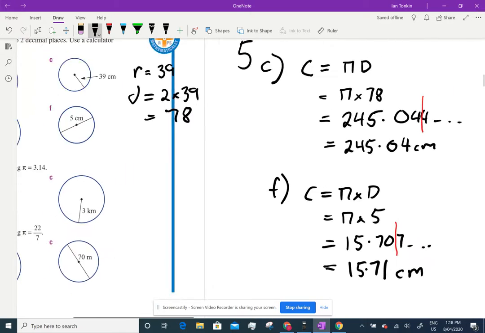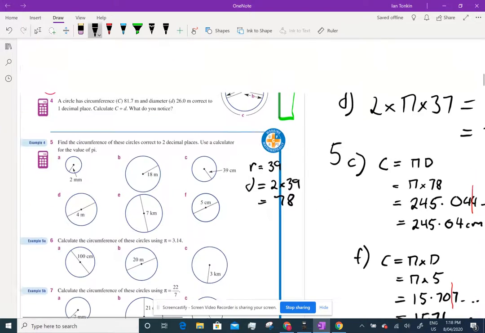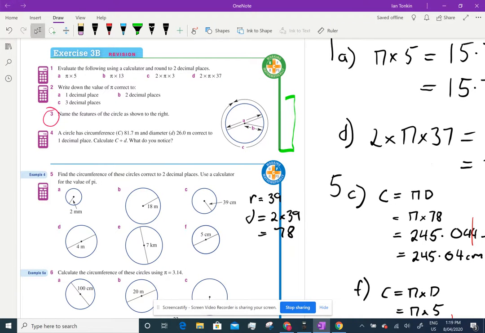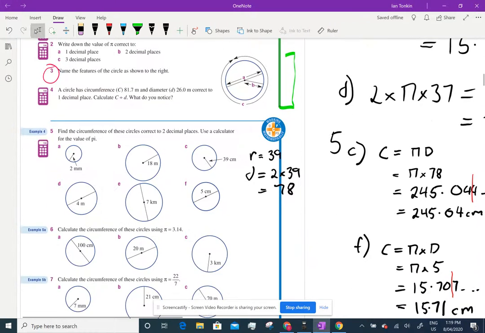Okay, you should be okay. You should have done 3. You should have done B and C from 3B. You should be able to do the rest of 5 on your own. Good luck.